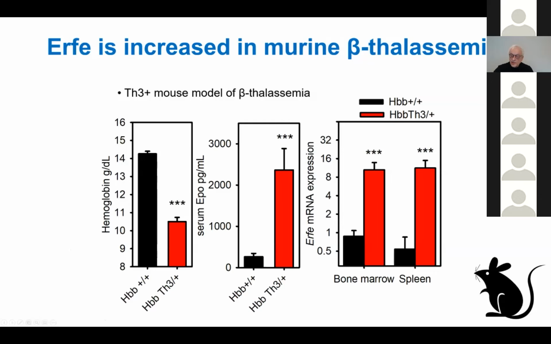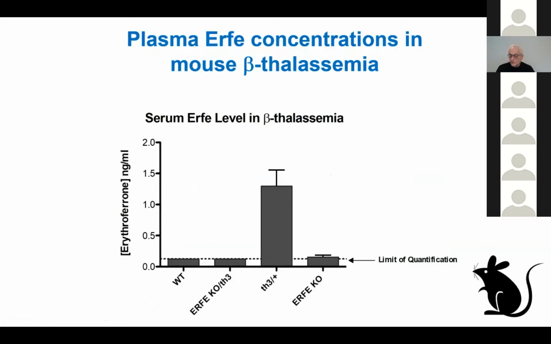And erythroferrone is increased both in the bone marrow and in the spleen, and the increase is of the order of tenfold over the baseline mRNA levels, both in the marrow and the spleen. So the model recapitulates the human situation. These mice make higher levels of erythroferrone. And when we developed the ELISA for murine erythroferrone, we could actually measure these levels. And compared to wild-type mice or ERFE knockout thal mice or ERFE knockouts themselves, we could detect erythroferrone in the circulation of these mice.